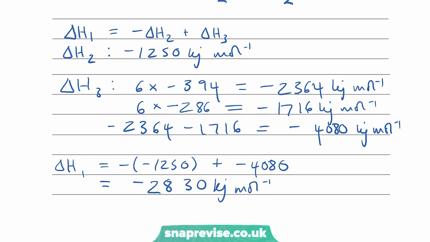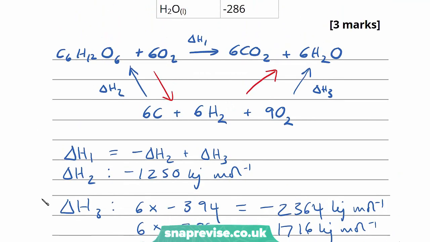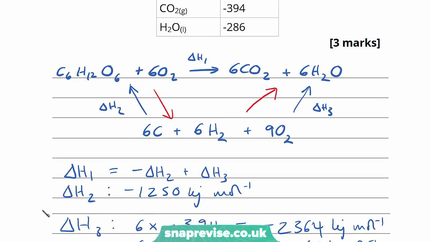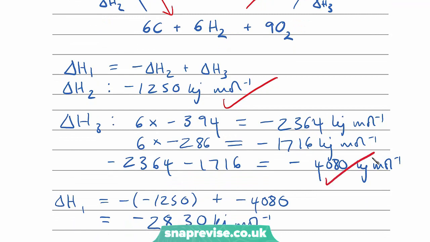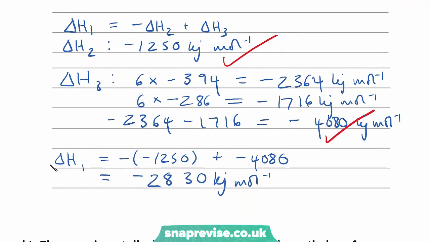So for our calculation, we receive 3 marks. Where do these 3 marks come from? The first comes from correctly identifying a value for our delta H2, the enthalpy of formation of our reactants. The second for calculating a value of the enthalpy of formation of our products. And the third for an overall correct answer.